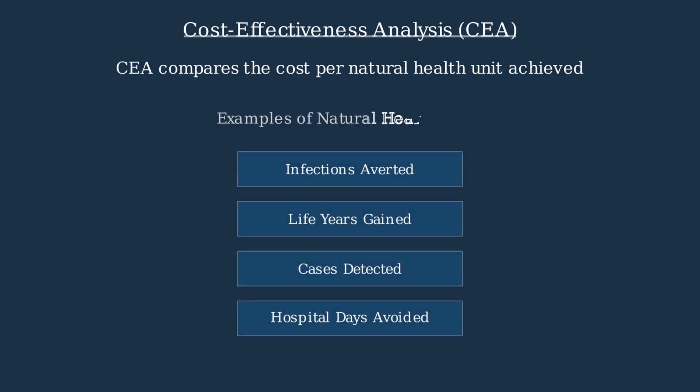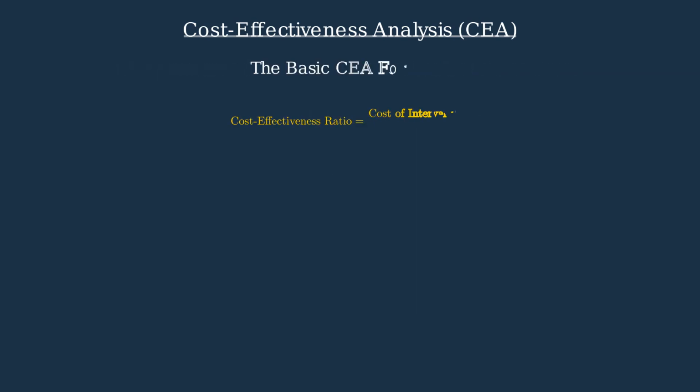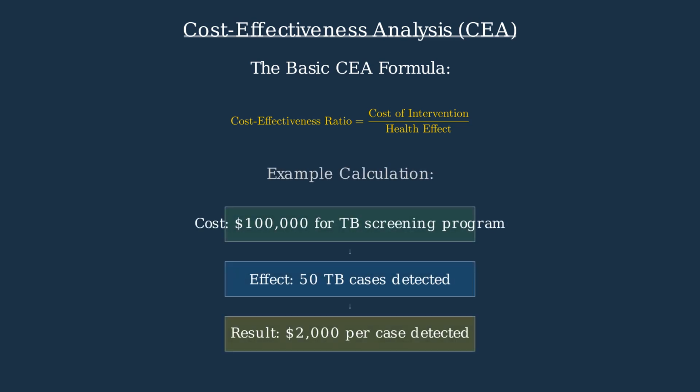Natural health units are outcomes that can be directly measured, such as infections averted, life years gained, cases detected, or hospital days avoided. The basic formula for CEA is the cost-effectiveness ratio, which divides the cost of an intervention by the health effect achieved. For example, if a tuberculosis screening program costs $100,000 and detects 50 TB cases, the cost-effectiveness ratio would be $2,000 per case detected.